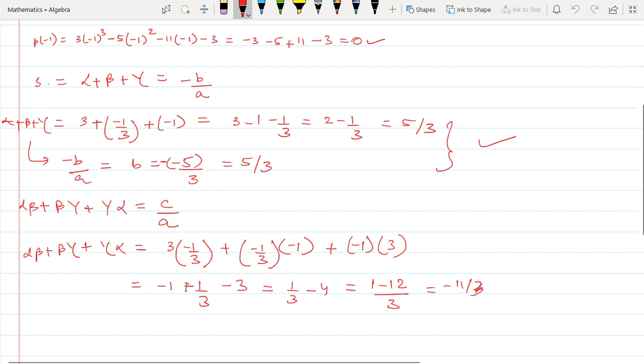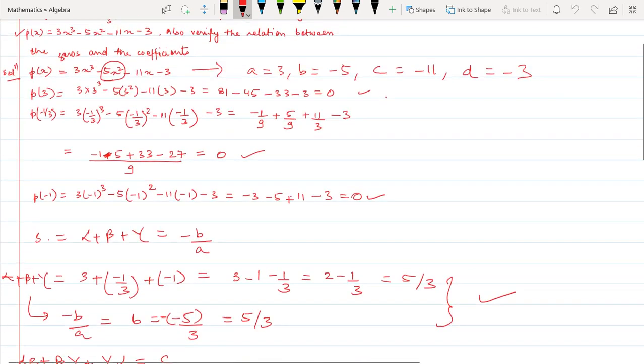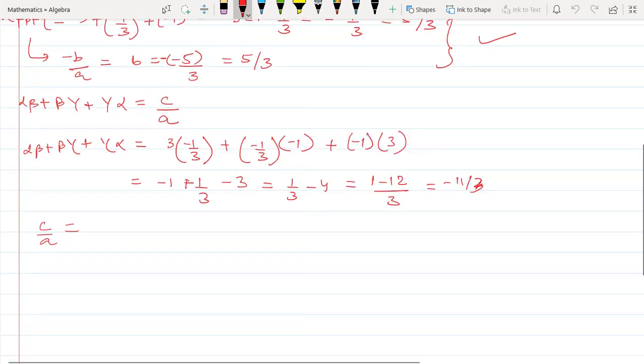This is the second part, and here what I get is alpha beta plus beta gamma plus gamma alpha should be equal to c by a. You have to check c by a over here. C is minus 11 and a is 3, so c by a is minus of 11 by 3. So these two are also checked.